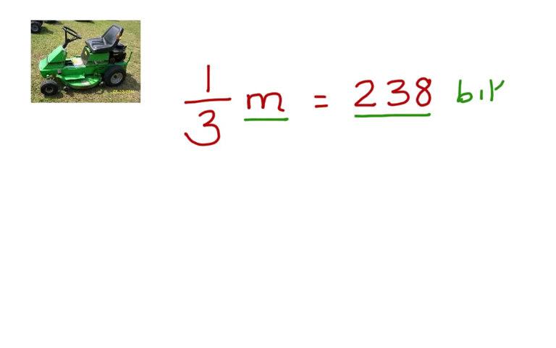So another way to think about this problem is to think 1/3 of the total money is going to equal $238, because $238 is the cost of the new bike, and we know from the problem that the new bike was 1/3 the total amount of money that Sam made. So here's our equation. 1/3 of the total amount of money is equal to 238, which is the price of the bike. Now here's a one-step equation that we are going to solve.